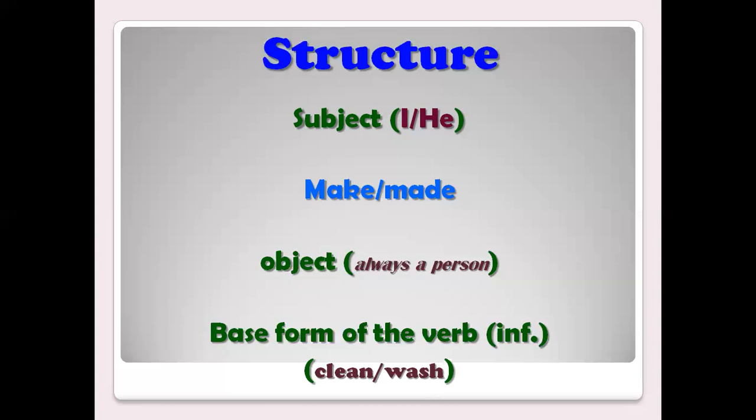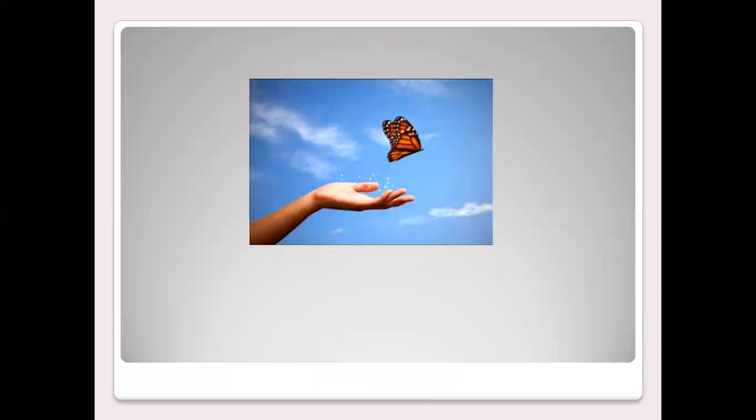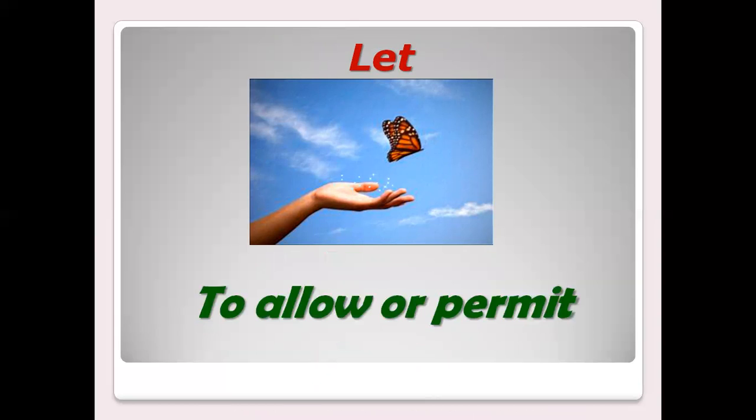All right, so from this picture, we will discuss the last causative, which is the word let. We use let to allow or to permit something to happen, or someone else to do something. It's like giving permission. So let's see this through these three examples to make it easier and clearer.